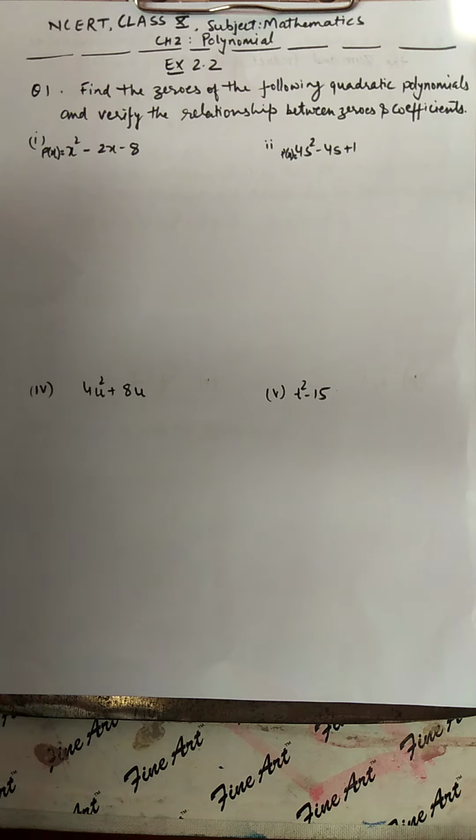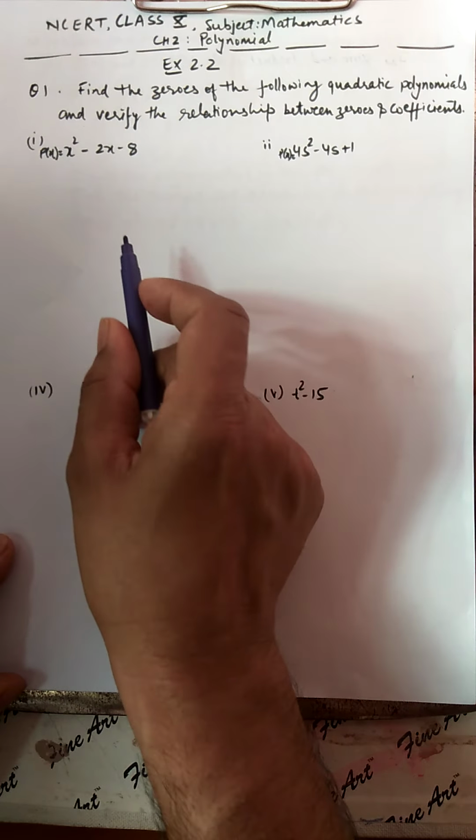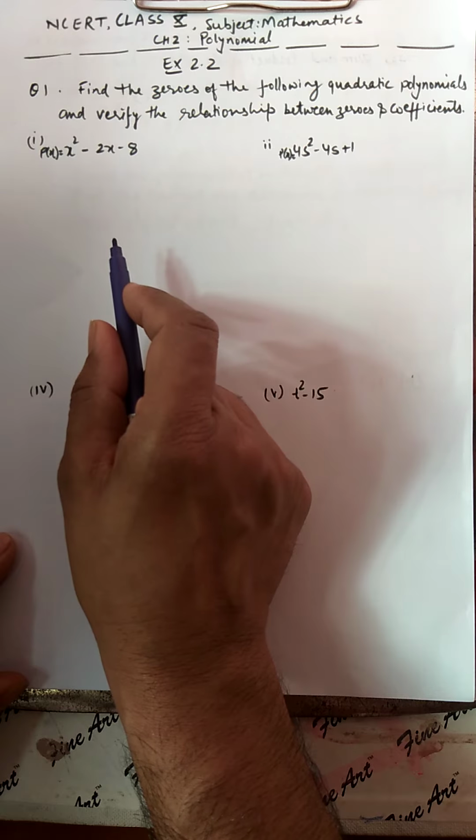Now, after understanding the relationship between zeros and coefficients of a polynomial, we have this exercise 2.2. The question is: find the zeros of the following quadratic polynomials and verify the relationship between zeros and coefficients. So this question is in two parts. First, you have to find the zeros of the polynomial. Let's take the first question's first part, x square minus 2x minus 8.